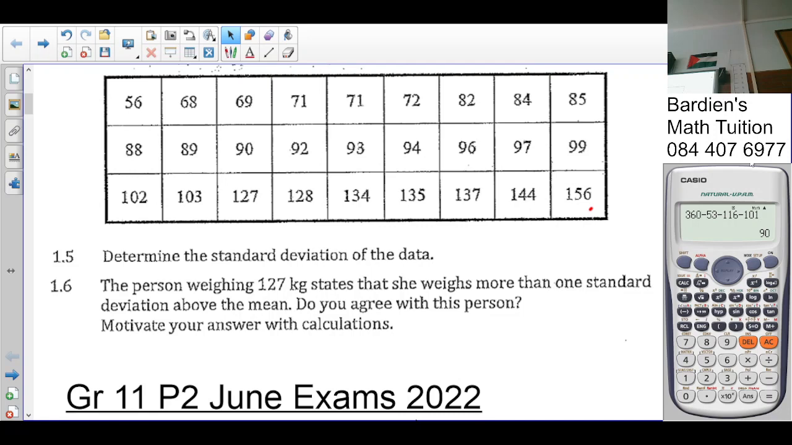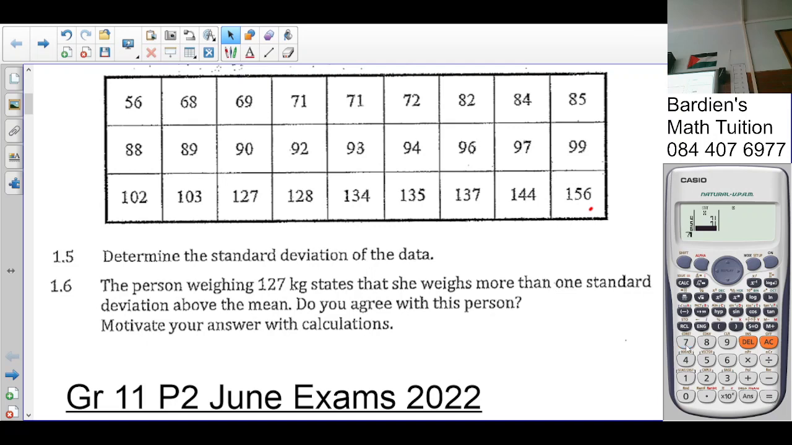So for the standard deviation calculation, we must program the calculator in such a way that it can aid us in calculating the standard deviation. To do that, we press mode. We're going to go with stat, so it's 3 and 1 for variance. We put the variance on. At this point we enter the data, so it's 56 equals, 68 equals, can somebody read out the data? 69 equals, okay, it sounds like I'm alone in the class.